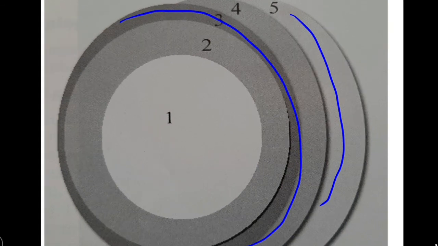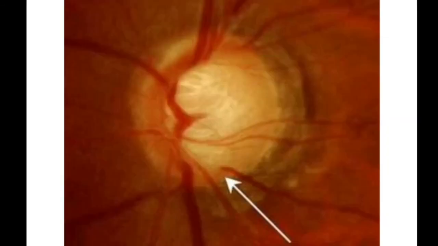Recognition of these alpha and beta zones is important in clinical discrimination between glaucomatous disc damage and other causes of disc damage. And to some extent it will indicate the progression of the glaucomatous damage. As you can see in this picture, this is the beta zone which is surrounding the disc and it is a little non-pigmented, whereas this is the alpha zone which is having pigmentation.